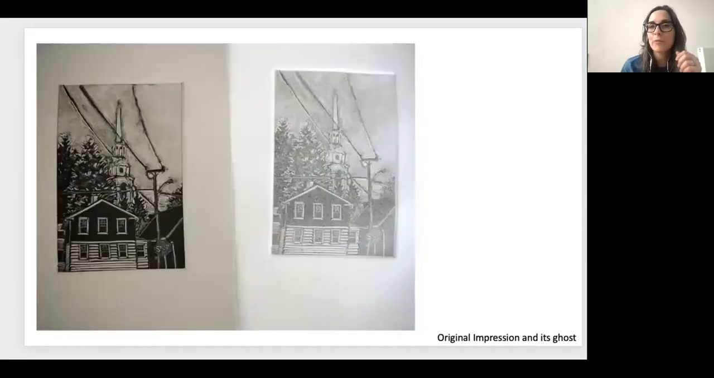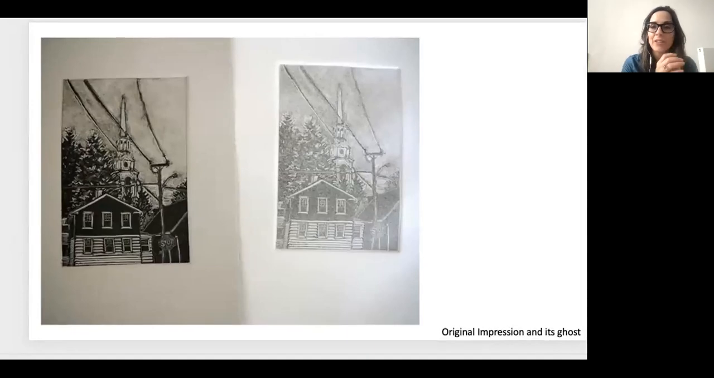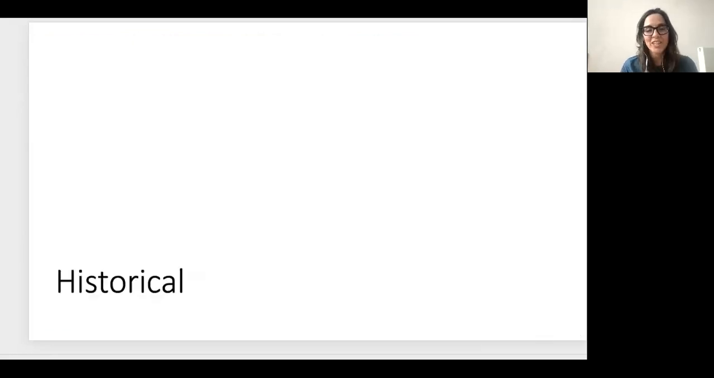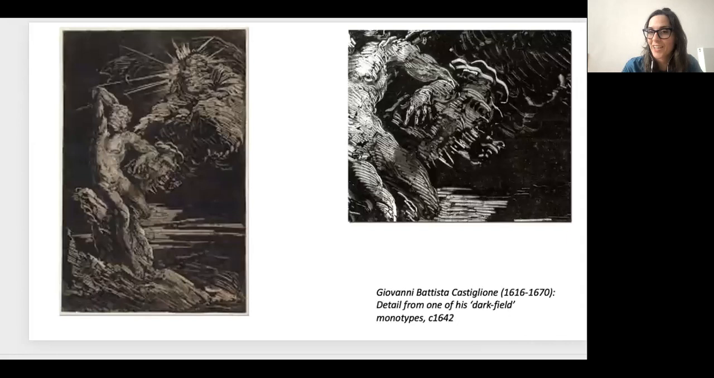And one of the things that we can play around with and consider is how with monotypes, we have the original impression and then we have a ghost. So we see here the original, which is much darker, has a lot more impact. And then we see the softer ghost, which has pulled that residual ink off the plate. That allows for a kind of generative quality, and some artists will actually work back into that residual ink on the plate.